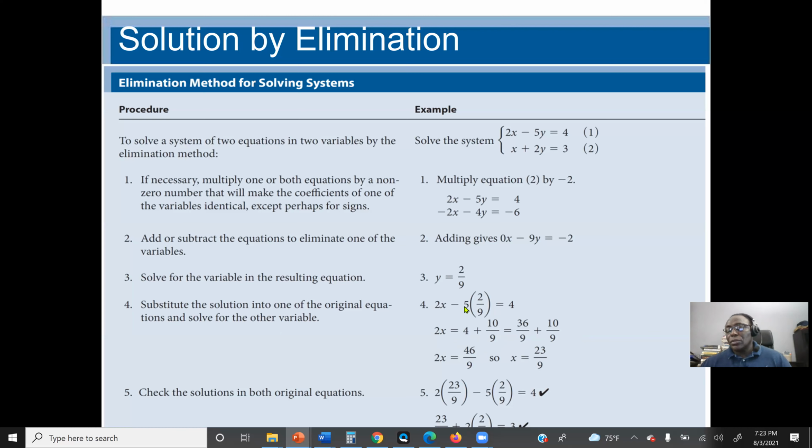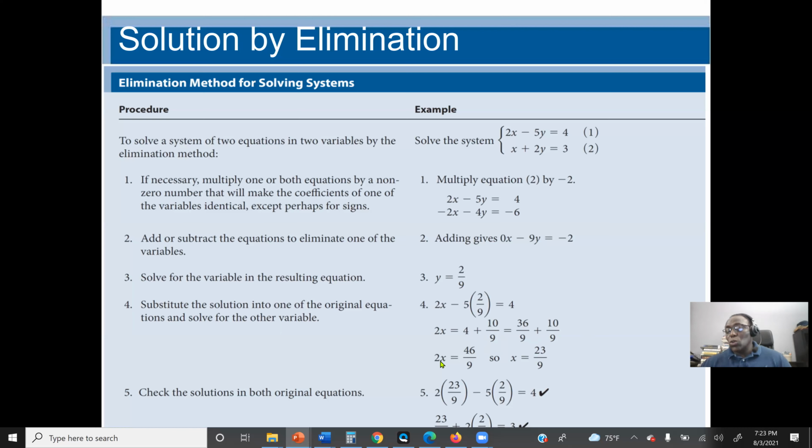Here we have 5 times 2 is 10, so 10 by 9 is negative. When you cross the equal sign, it becomes positive. That's why we have 4 plus 10 by 9. Then we find a common denominator, which will be 9. 4 is divided by 1, so 1 goes into 9, and 9 times 4 is 36 by 9. 9 goes into 9 once, and 1 times 10 is only 10. So 10 by 9. 9 is common now, so we add the tops. So we get 46 by 9.